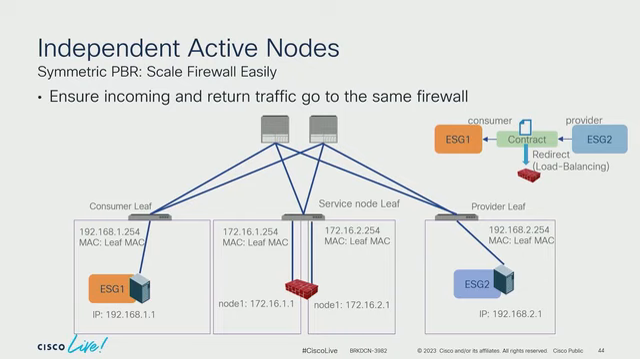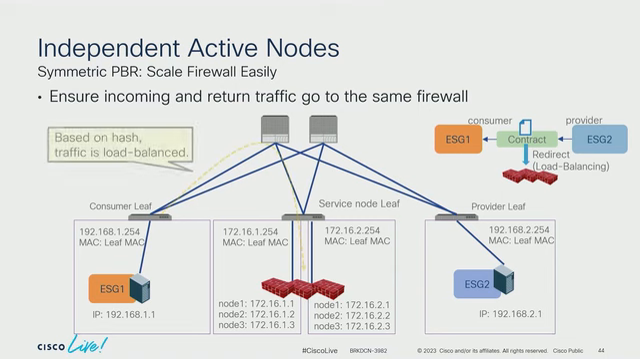Independent active nodes. This is pretty useful if you want to scale out a firewall. Imagine you have one firewall initially redirecting traffic. Then you see the amount of traffic has been increasing. Traditionally, you might need to buy big hardware and then replace it. But in case of symmetric PBR, you can just add another IP, part of the same PBR group, so that based on hash, the fabric is going to load balance traffic, keeping both incoming and return traffic going to the same firewall. So this is pretty useful if you want to scale out later.